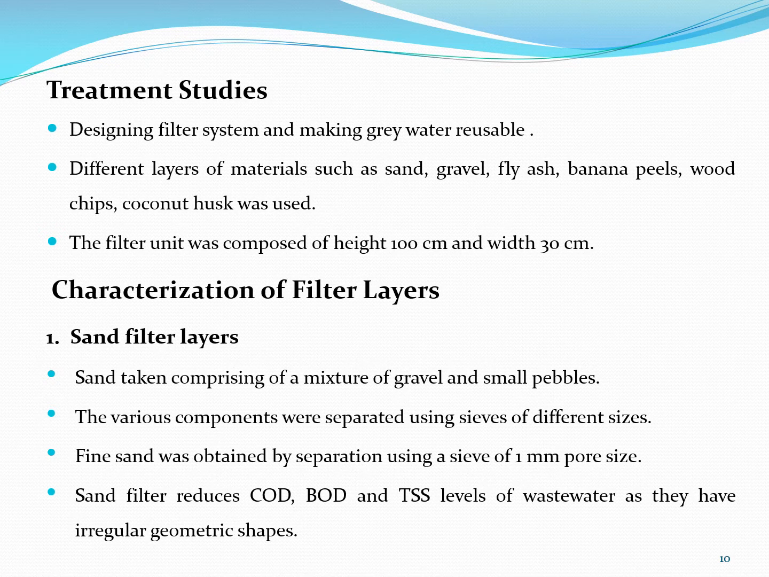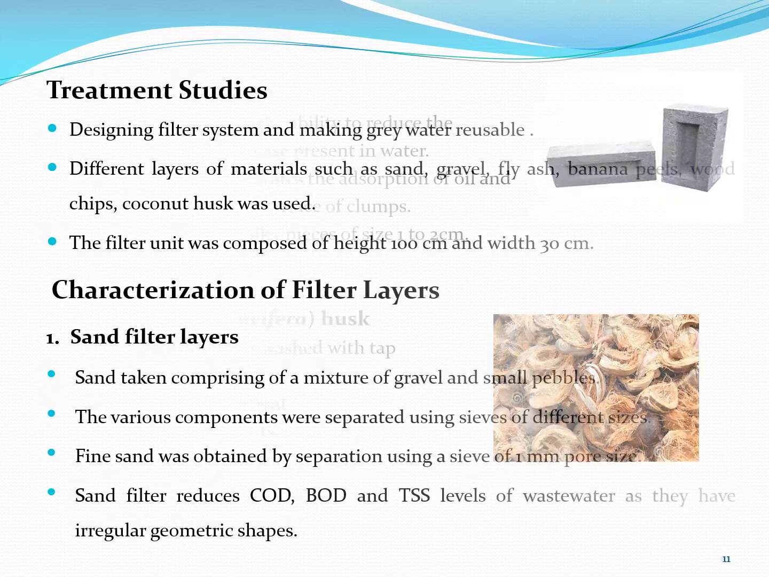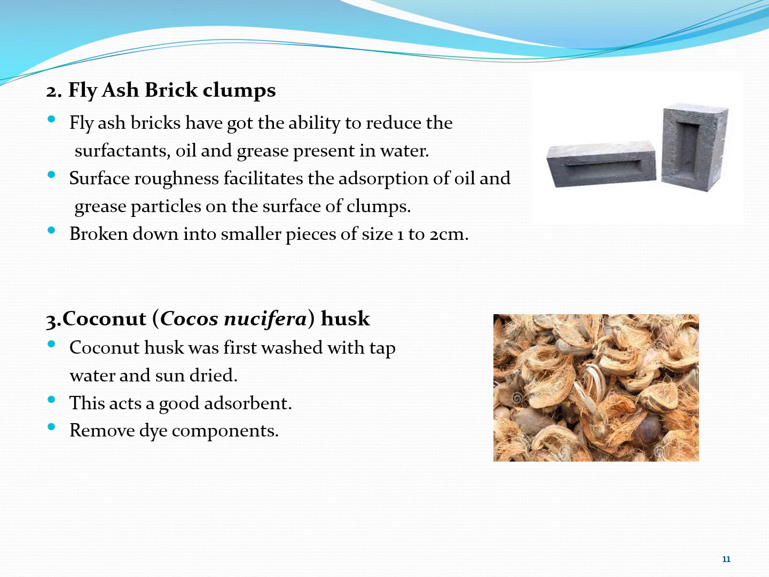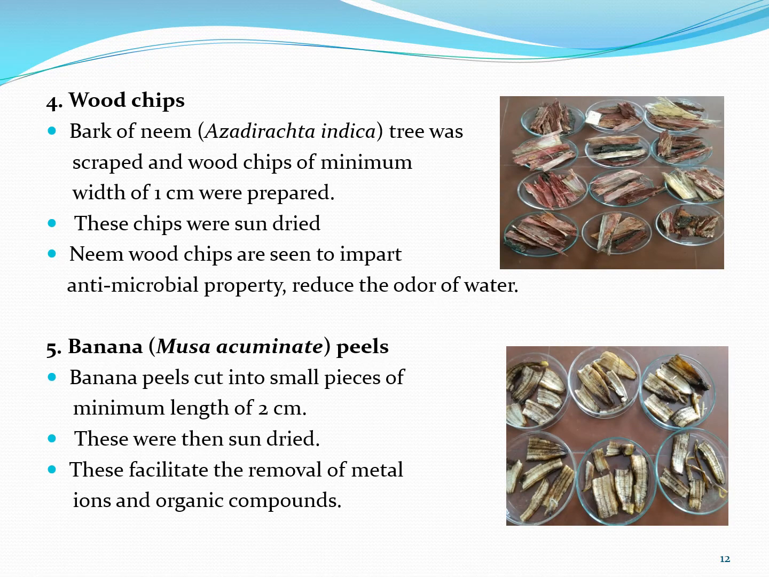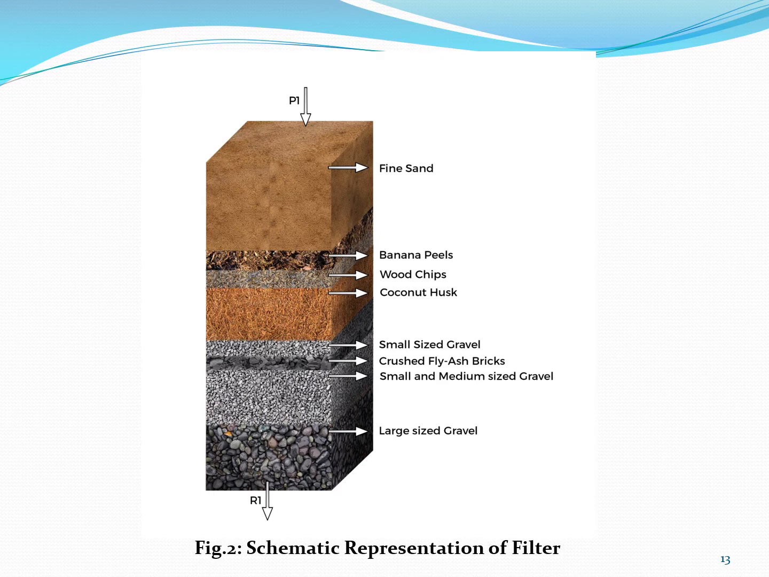For treatment studies, we have designed one filter system. Different layers of materials such as sand, gravel, fly ash, banana peels, wood chips, and coconut husk were used. The filter unit was composed of a height of 100 cm and width of 30 cm. We have used sand filter layers, fly ash, brick clumps, coconut husk, wood chips, and banana peels. This is our schematic representation of the filter.